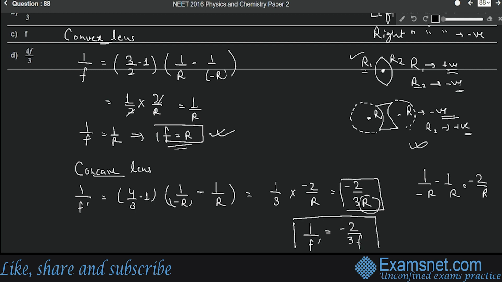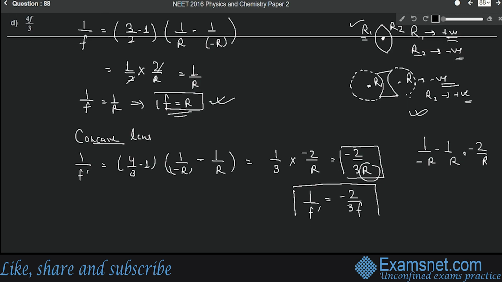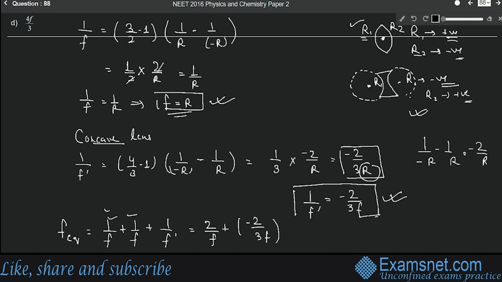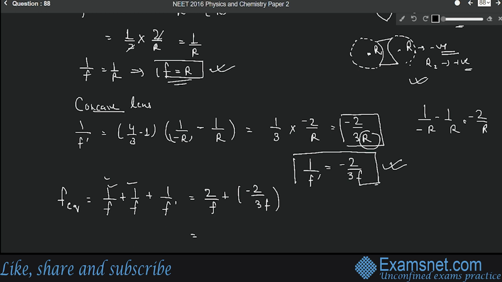Okay, now we have to find the focal length of the combination. 1 by F equivalent will be equal to 1 by f plus 1 by f for two convex lenses, plus 1 by f dash for the concave lens. Okay, so 1 by f plus 1 by f means 2 by f, plus 1 by f dash is equal to minus 2 by 3f. We have just calculated, so minus 2 by 3f. So on solving this, what do we get? It will be 3f. Here we have 6 minus 2, that means 4 by 3f.